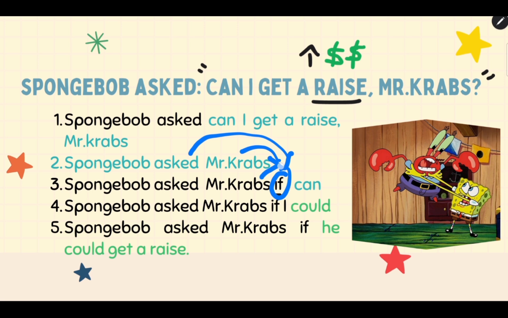We have here a receiver, so we place it after Mr. Krabs, right? And also remember that when we have a question, we have to switch the auxiliary and the subject. Can I is a question. Now affirmation, I can, right? But remember that when we have the auxiliary can, we have to change it into could. Very good. But now we have SpongeBob asked Mr. Krabs if I could.